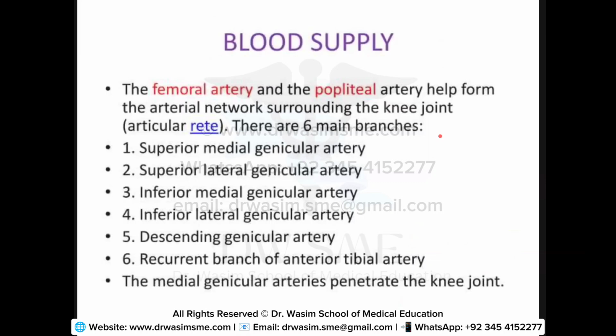So regarding the blood supply, we have a rich anastomosis from the femoral as well as the popliteal artery. And you need to remember the names which can be tested. There is going to be a superior medial, a superior lateral, an inferior medial, and an inferior lateral genicular artery. So these 4 are done.